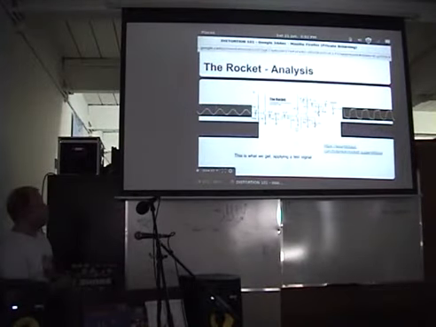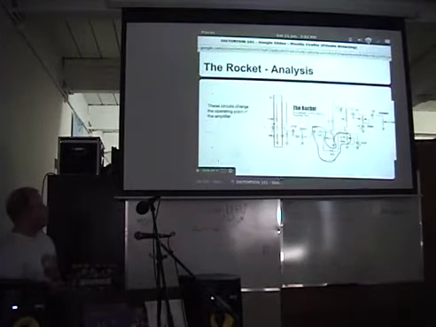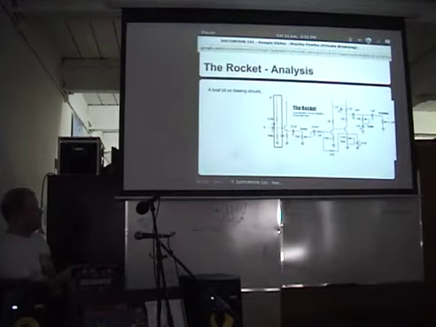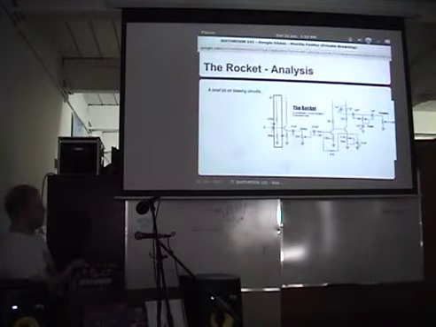So that might leave you questioning. I've covered what this thing does and what these resistors do to change the gain, but what's all this other stuff in the circuit? What's this thing doing?